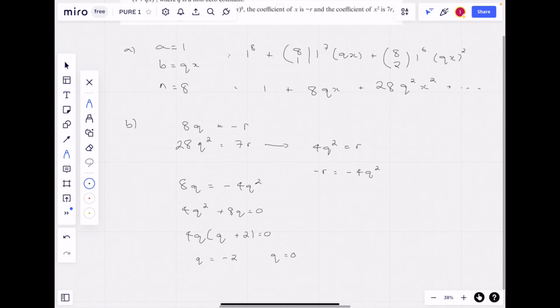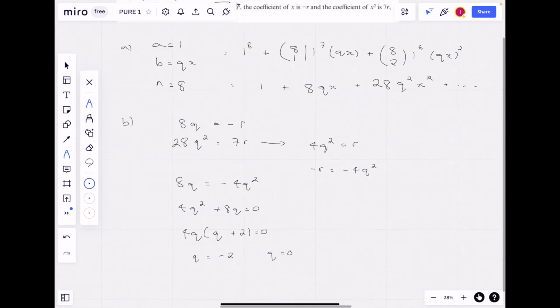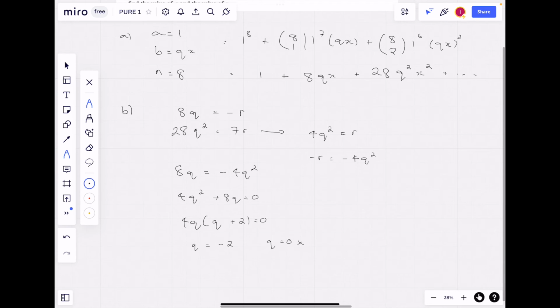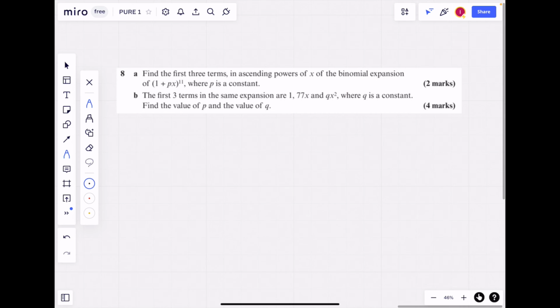In the question, it says q is a non-zero constant. So it can't be this one, it can only be minus 2. And when q equals minus 2, r equals 16 by subbing it into one of the equations. Okay, that's how that works. So this question, I want you to try on your own. Can you give that one a shot for me, please?